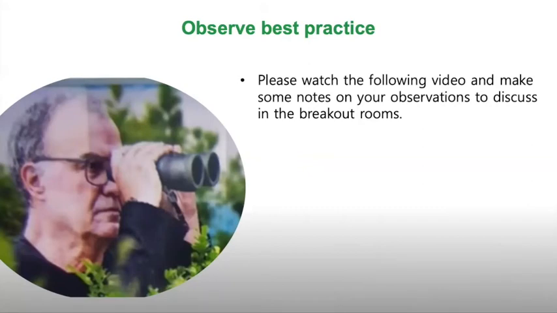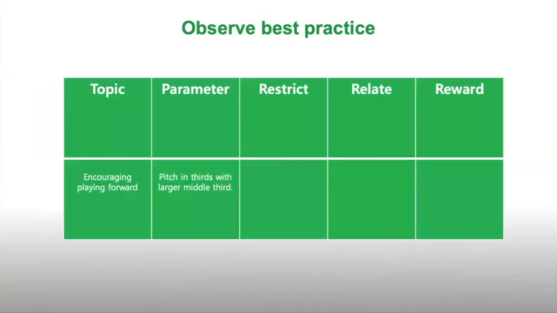So you're going to watch a video in a minute, so you can make some notes on your observations to discuss in the breakout rooms. And then I want you to have a look. So we've gone back to this slide here where it says the topic he's working on is encouraging playing forward. His parameter will be his pitches and thirds with a larger middle third. And then in your groups, have a look and see what's he using. Is he using a restrict? Is he using a relate? Or is he using a reward?